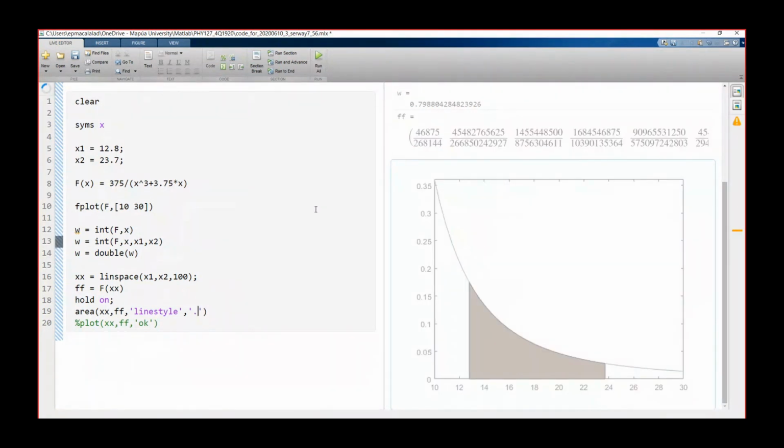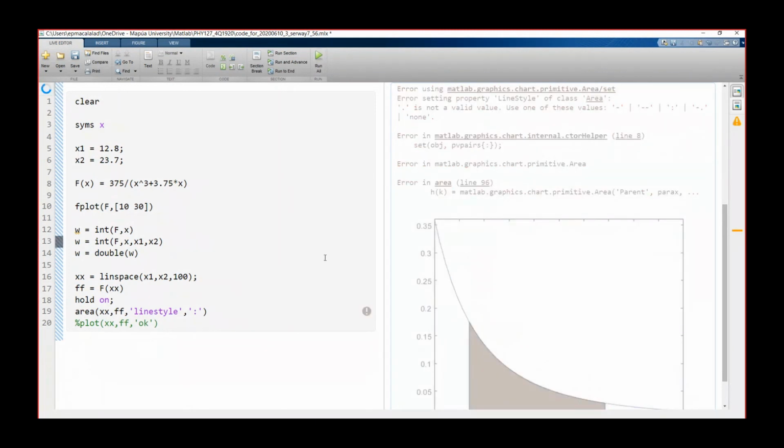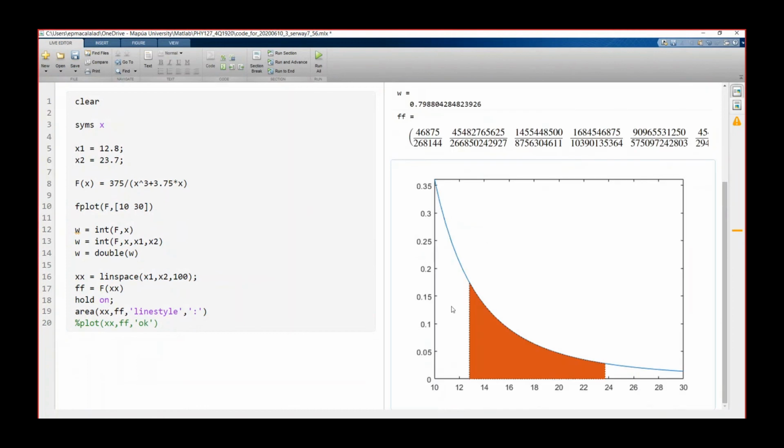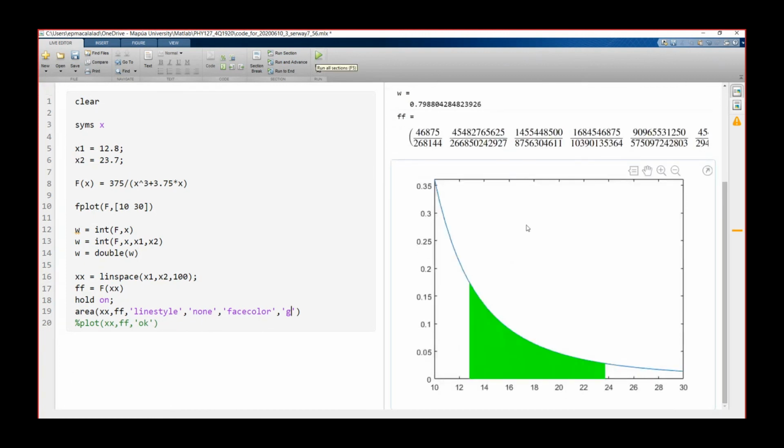Let's try that. Oh, sorry, it should be a colon. Okay, this is the area under the curve. You can remove the edge by selecting none, and then the face color, let's say green. Or you can make it gray.